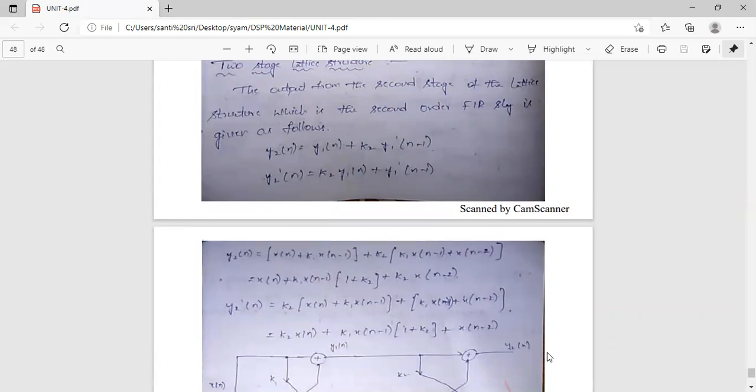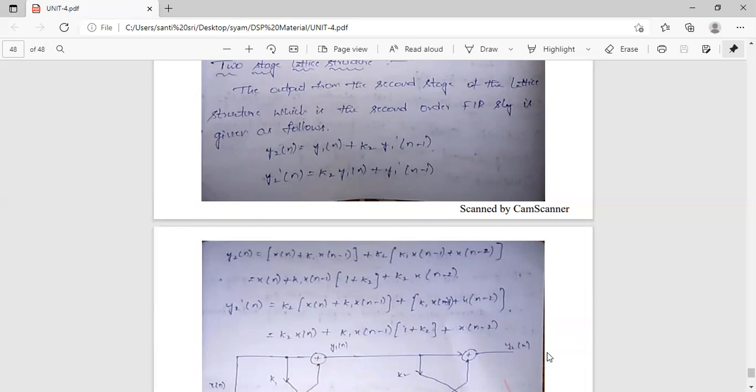Y2 of n is x of n plus k1 into x of n minus 1 plus k2 into y1 dash of n minus 1, which is k1 into x of n minus 1 plus x of n minus 2. So it is x of n plus k1 into x of n minus 1, that is common, into 1 plus k2, plus k2 into x of n minus 2.